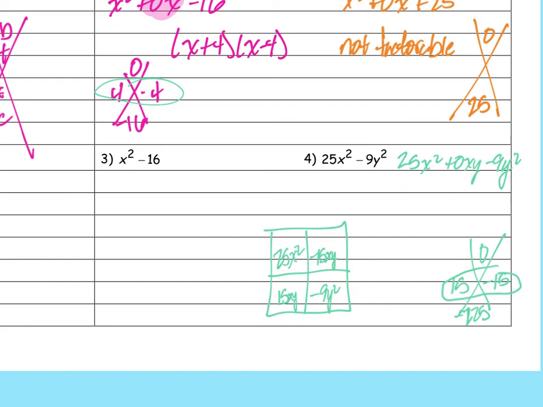Okay, awesome. So if I factor this, let's see, we've got 5x and negative 3y, and then I've got 5x and 3y. So this factors to 5x minus 3y times 5x plus 3y. Okay, questions?